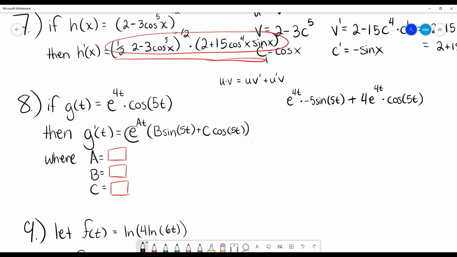So this is our derivative, but that's not in terms of this yet, is it? So I see that we need to factor out an e to the something power, and I see that I've got an e to the 4t in both of my terms. So we're just going to factor that out. So e to the 4t times, right here, it's going to be negative 5 sine of 5t plus 4 cosine of 5t. And now it is in those terms. So we see that e to the a t, a is 4, b is going to be that negative 5, and c is just 4.